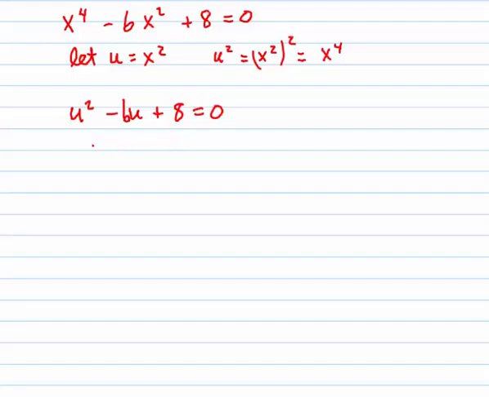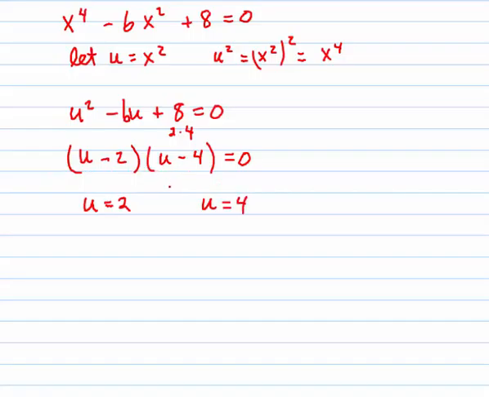And now we can factor this. So we have u, what are the factors? We have 2 times 4, and that adds up to 6, so u minus 2 times u minus 4 is equal to 0. When there's a negative there and a plus there, it's got to be both minuses, so they add up to that. So that's how we factor that. So then u is equal to 2, or u is equal to 4.